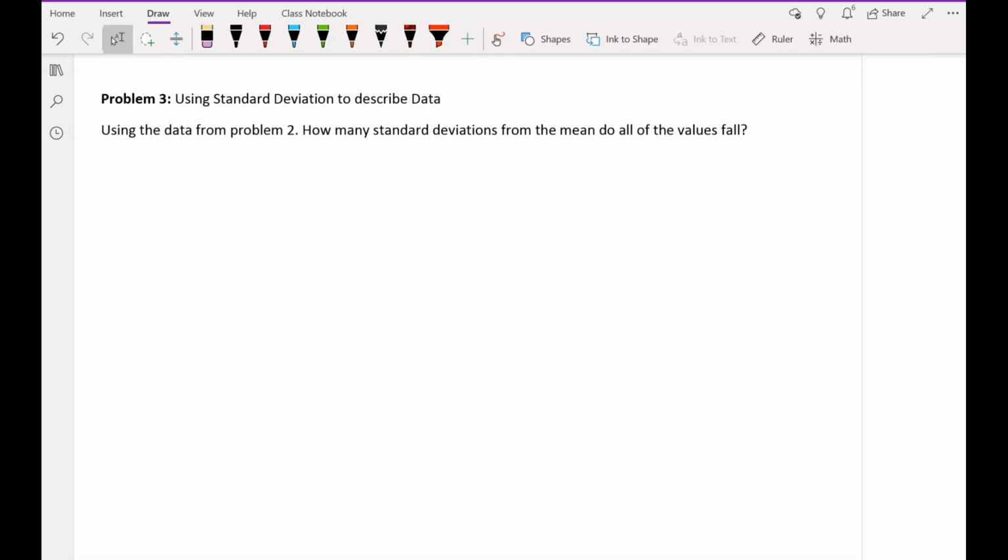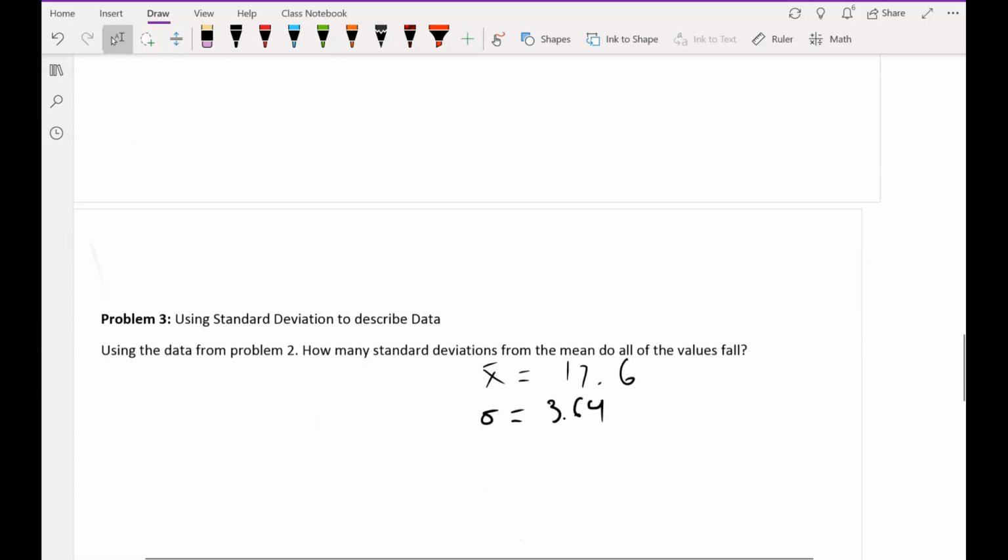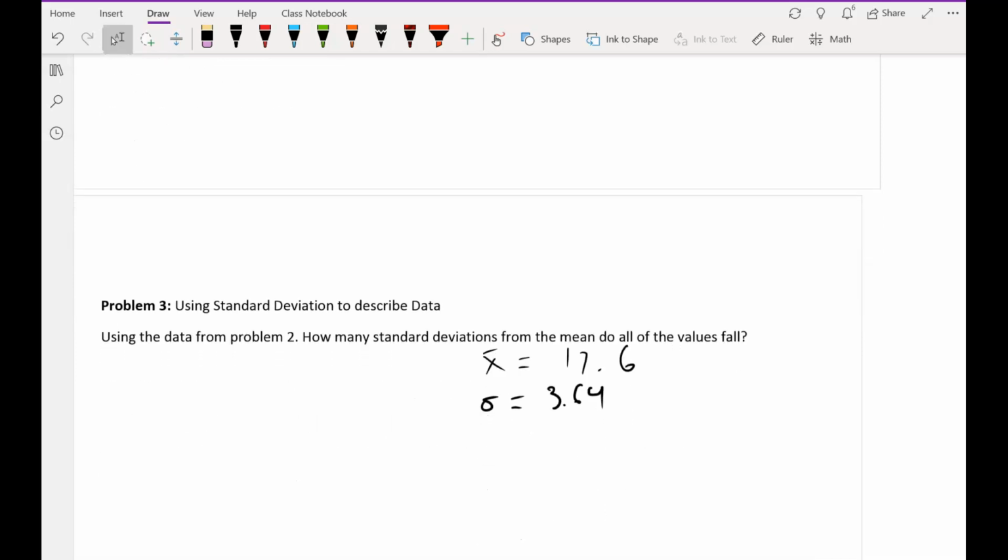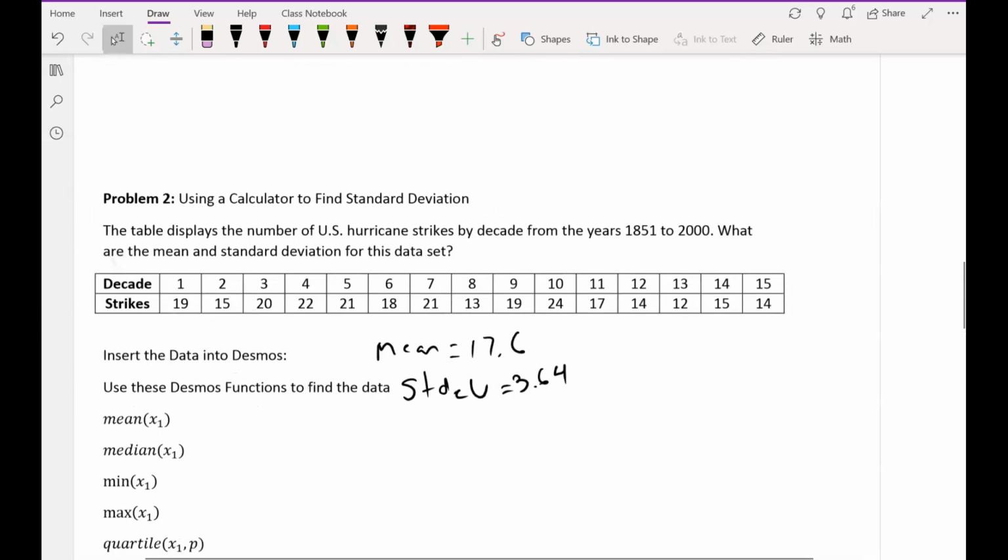the values fall? Well, we know our mean, our x bar, was 17.6. We want to know how many standard deviations from the mean do all the values fall. Well, one standard deviation we found, remember it's denoted by that Greek symbol sigma, was 3.64. That means we have to look at our most extreme values in this data set and see how many standard deviations they are away from the mean. So let's find our most extreme values.